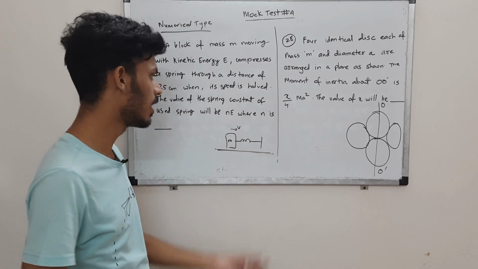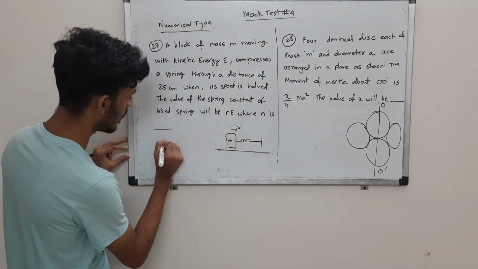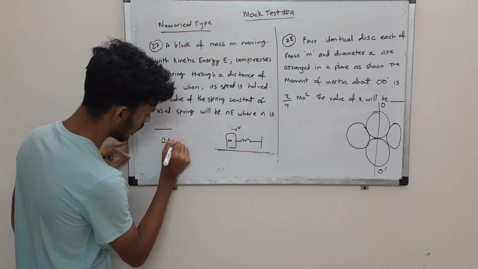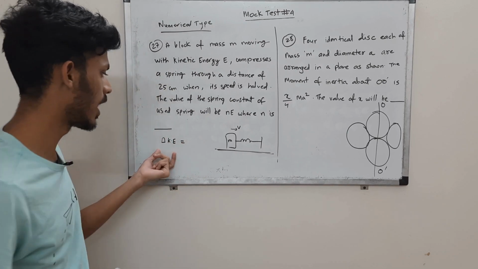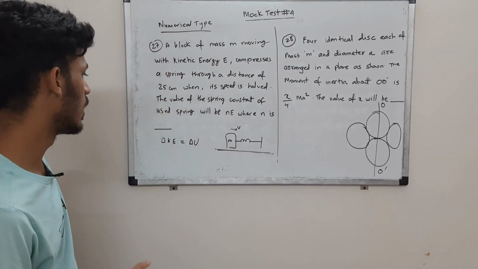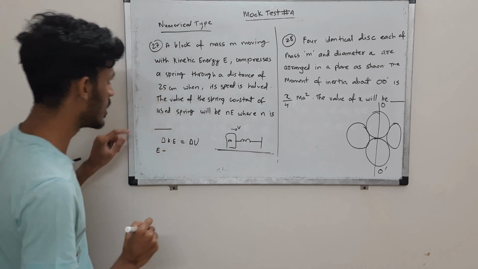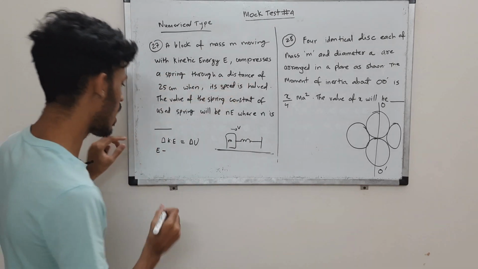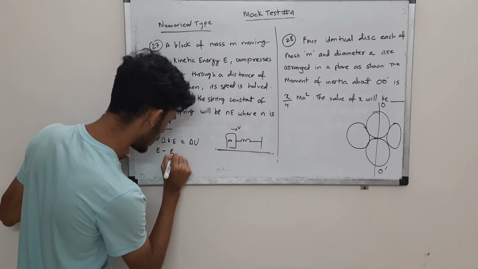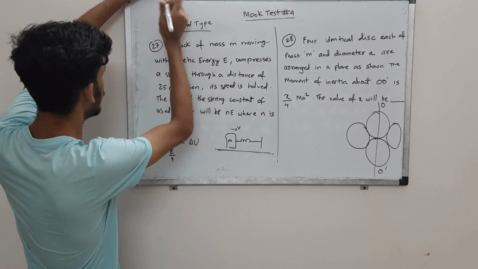You are supposed to tell the value of n. Here E is the initial kinetic energy, right? So basically you can use the conservation of energy. The loss in the kinetic energy will be the gain in the potential energy of the spring. The initial kinetic energy is E, and then the speed is halved, so the kinetic energy will become E by 4, because it is proportional to v square.